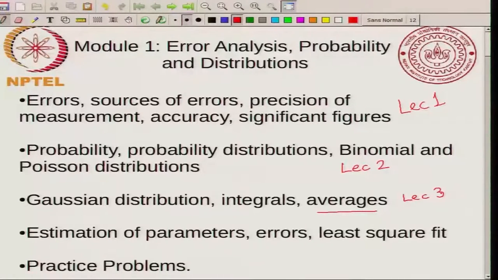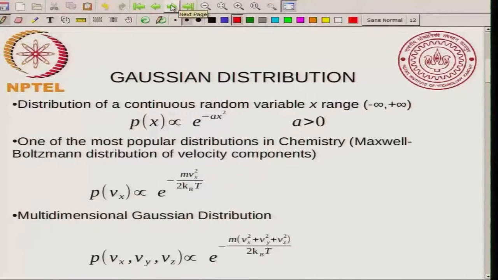Okay. So, what is a Gaussian distribution? It is a distribution of a continuous random variable x, and we'll start by defining it in the range x going from minus infinity to plus infinity. So, x goes over the real line, and we can understand the Gaussian distribution this way: p of x, which is the probability distribution function, is proportional to e to the minus a x square, where a is a number that is greater than 0.